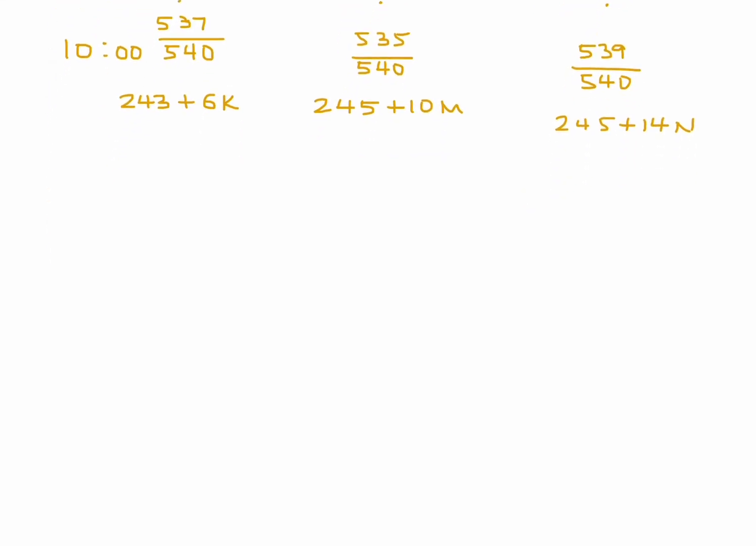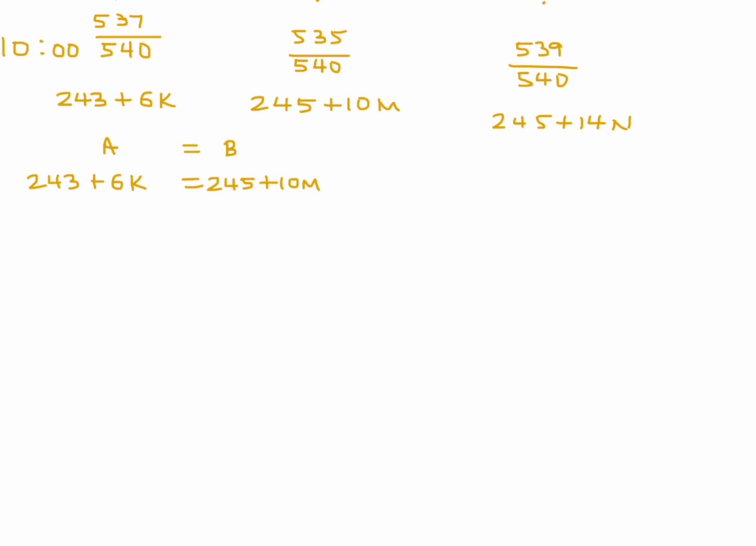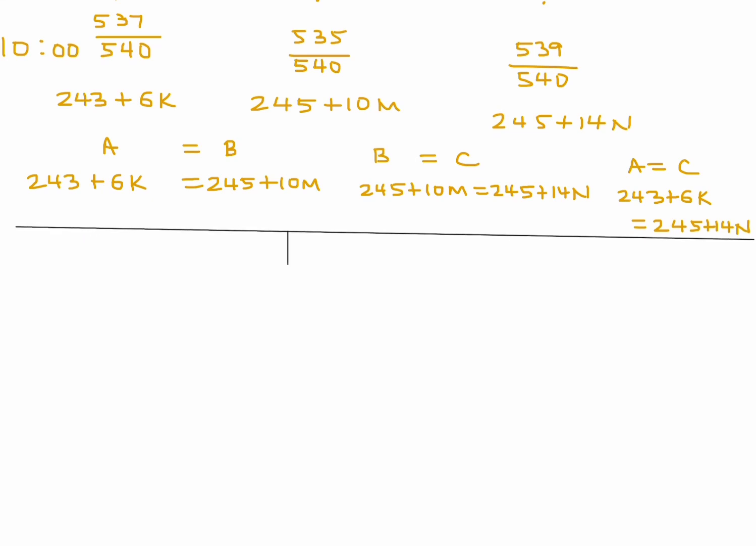All right, so we have established that. So the question basically boils down to saying, when do we have 243 plus 6K, which is bus A, equal to bus B, which is 245 plus 10M? Also, the question is saying, when is bus B equal to bus C, which would be 245 plus 10M is equal to 245 plus 14N. And then one final comparison would be A equal to C, and that would be 243 plus 6K is equal to 245 plus 14N. All right, so let's do those three, and that should be sufficient to figure out our answer.